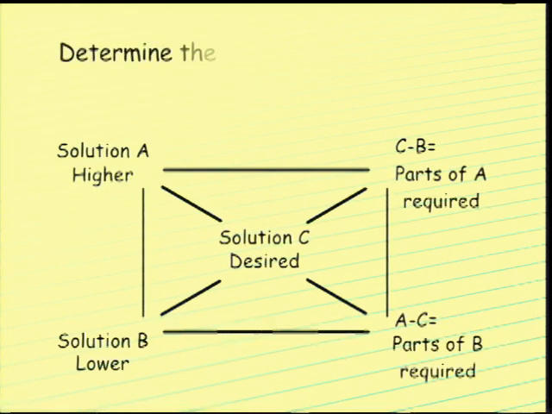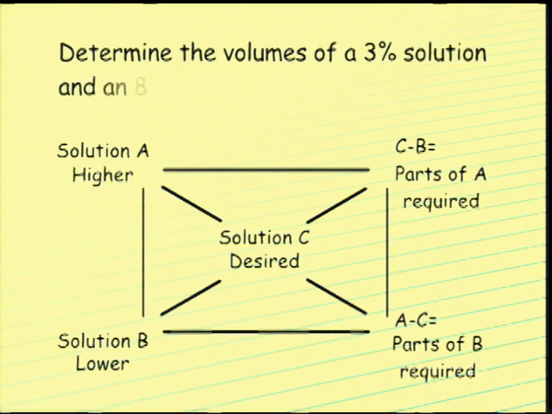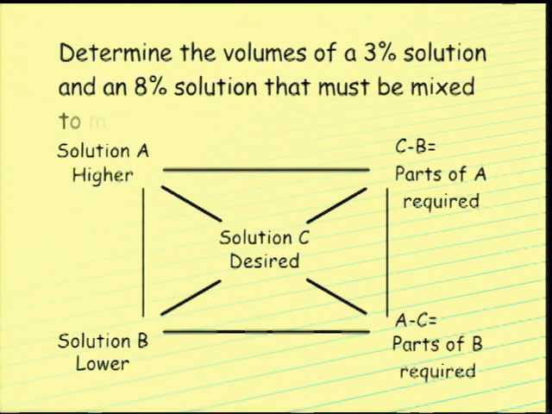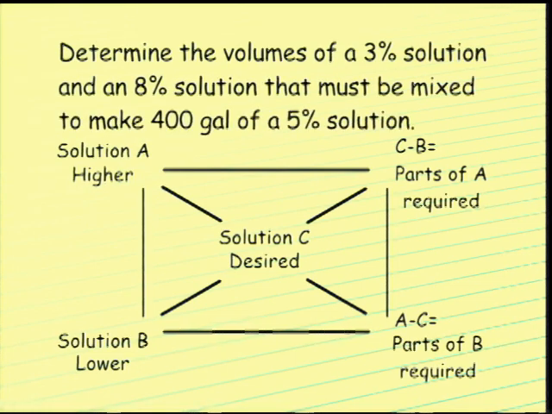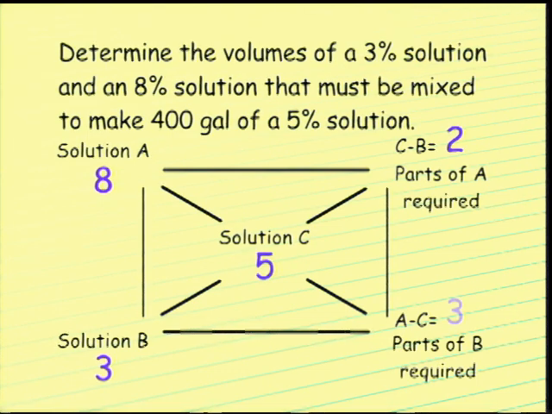Determine the volumes of a 3% solution and an 8% solution that must be mixed to make 400 gallons of a 5% solution. We start by putting the given concentrations into the proper places in the rectangle. Next, complete the rectangle by subtraction. The circled number on the right side of the rectangle indicates the volume ratios of the solutions to be mixed. The sum of the circled numbers indicates a total of 5 parts.